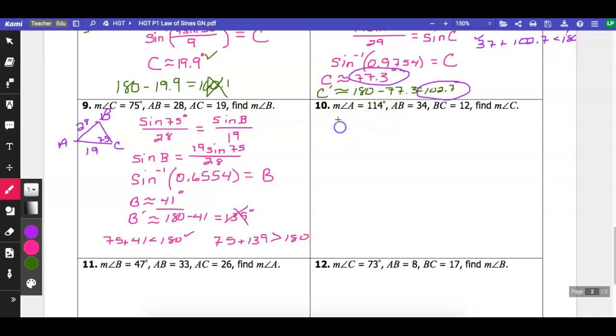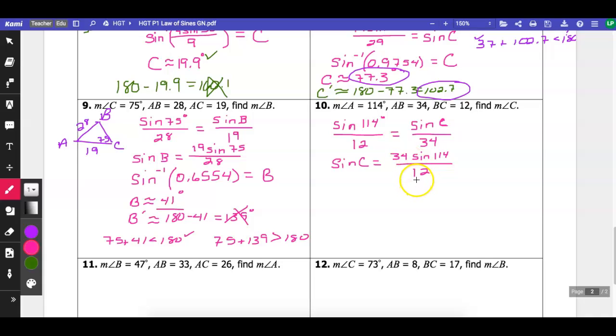So I want to start then with the sine of angle A, which is 114 degrees, over the length of the side opposite it, which is segment BC, so that's over 12. This is equal to the sine of angle C, which is what I'm trying to find, over the length of the side opposite angle C, which is side AB, so over 34. So in order to isolate the sine of angle C, I'm going to multiply both sides of the equation by 34. So the sine of angle C is equal to 34 times the sine of 114 degrees, and all of that is divided by 12.